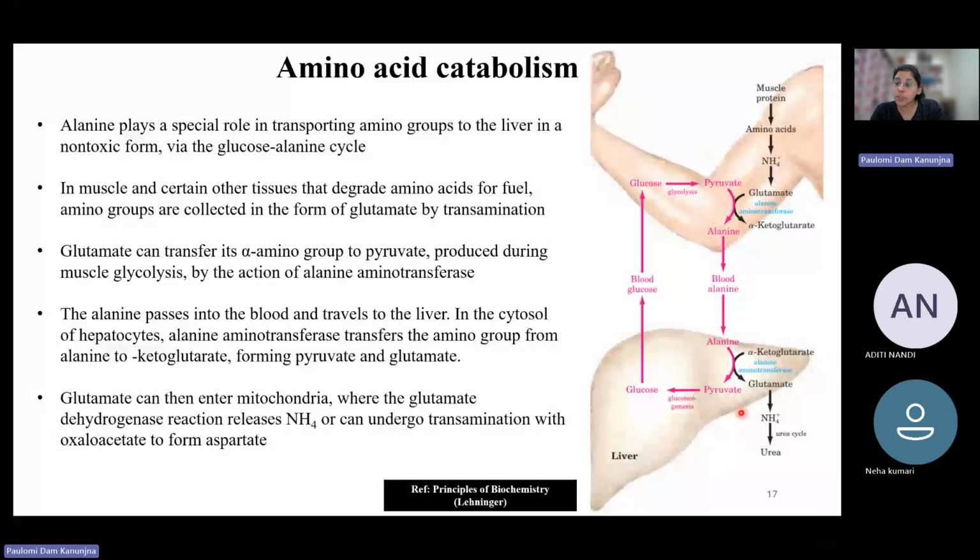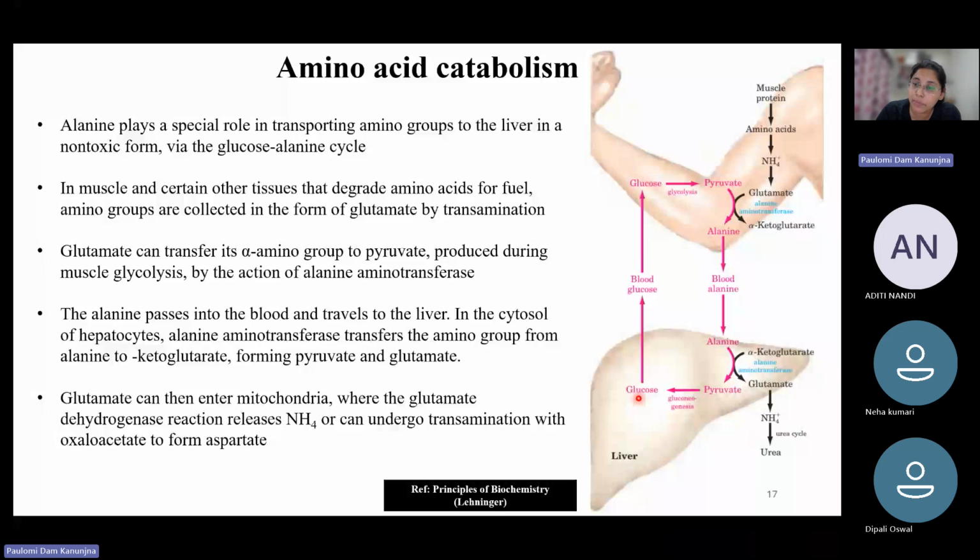Now, what happens with the pyruvate in the liver? Where will it go? We know that pyruvate is converted to glucose for gluconeogenesis. It will go as blood glucose back. So this is a cycle which is making use of different metabolites, connecting each of them for different purposes. You have gluconeogenesis here, you have ammonium removal here, you have all these different song and dance going on for several of the metabolites coming together.